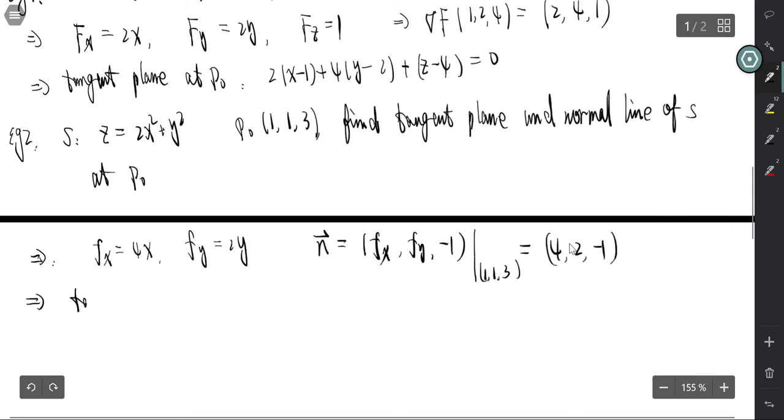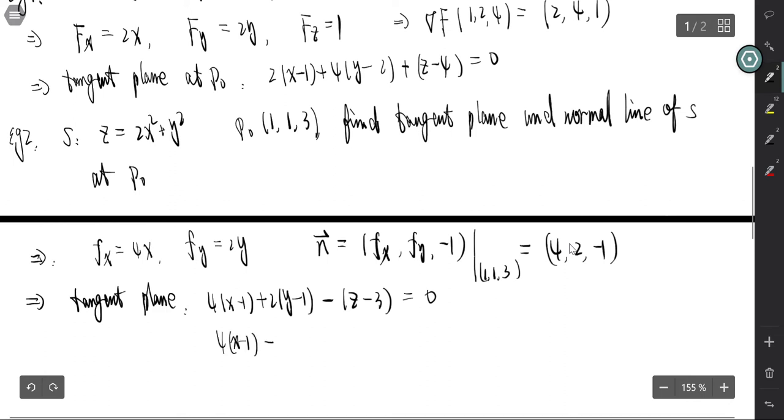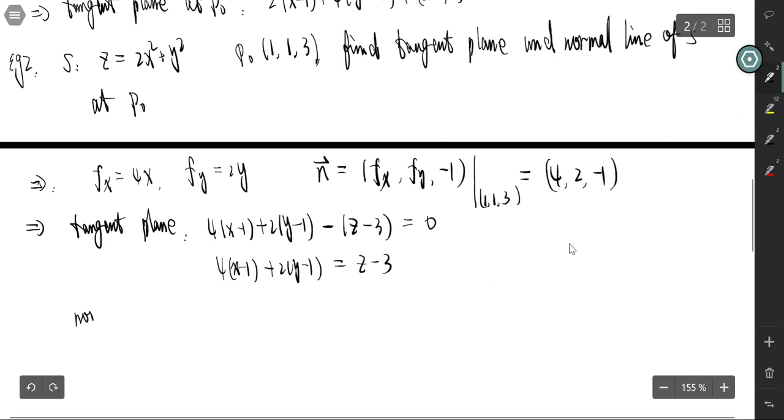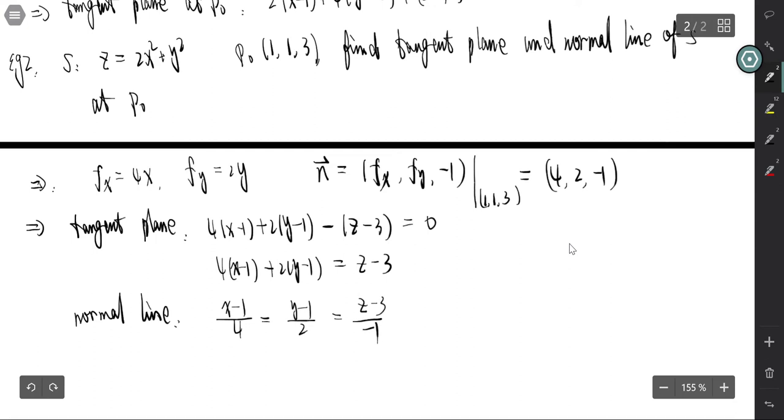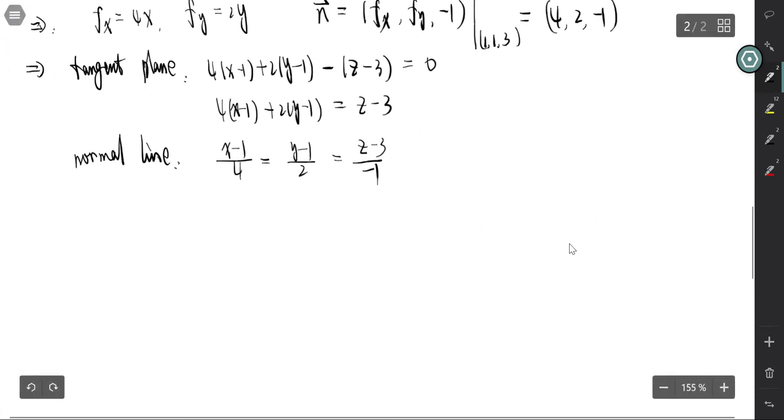So the tangent plane is 4(x minus 1) plus 2(y minus 1) minus (z minus 3) equals 0, or written as 4(x minus 1) plus 2(y minus 1) equals z minus 3. That's the tangent plane. The normal line we write as a symmetric equation: (x minus 1) over 4 equals (y minus 1) over 2 equals (z minus 3) over negative 1. That's the second example, where the equation of the surface is written as an explicit function.